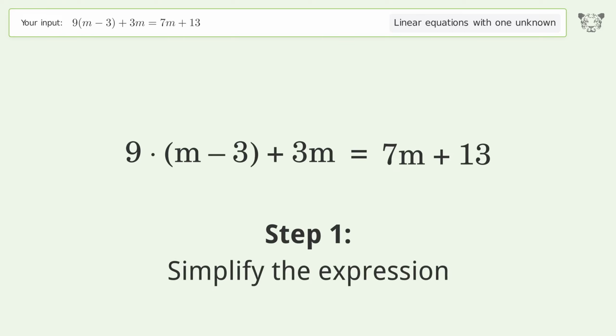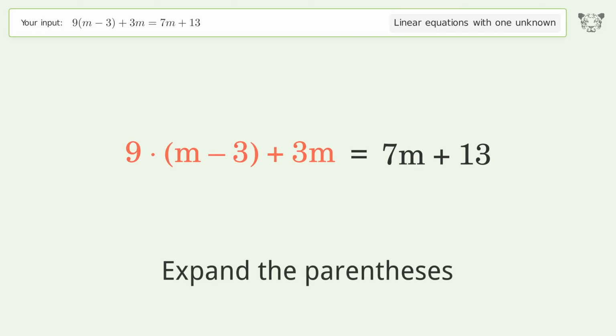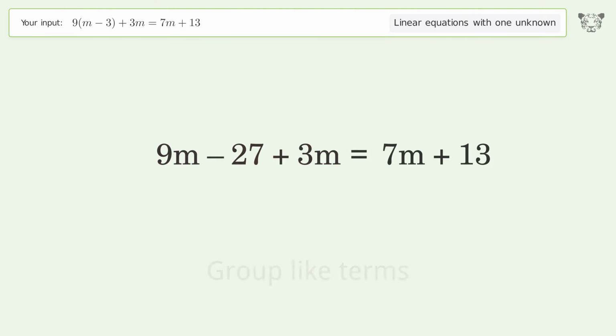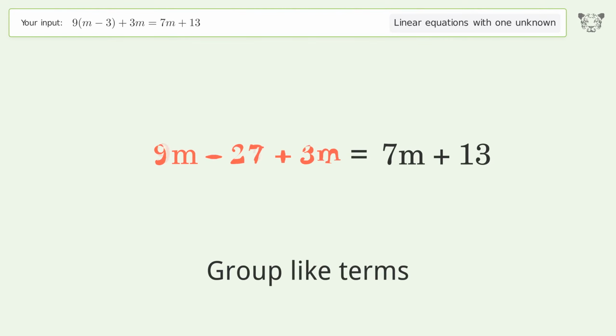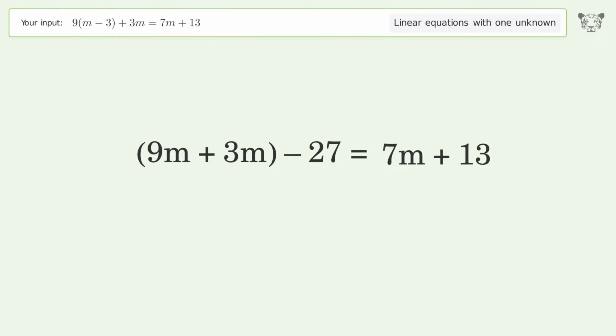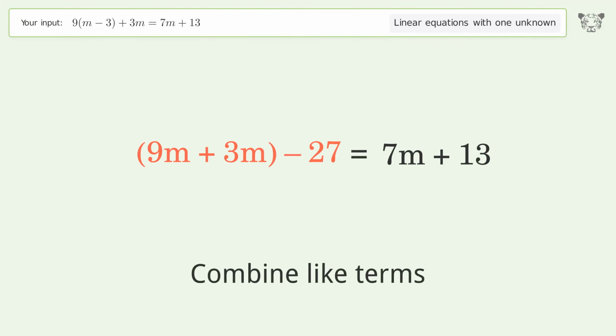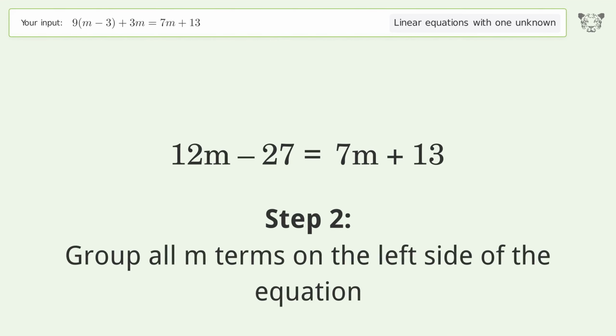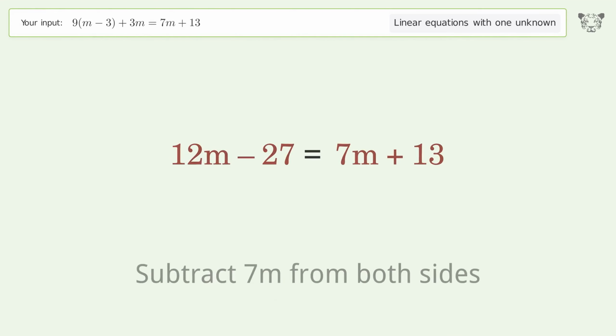Simplify the expression. Expand the parentheses. Simplify the arithmetic. Group like terms. Combine like terms. Group all m terms on the left side of the equation. Subtract 7m from both sides.